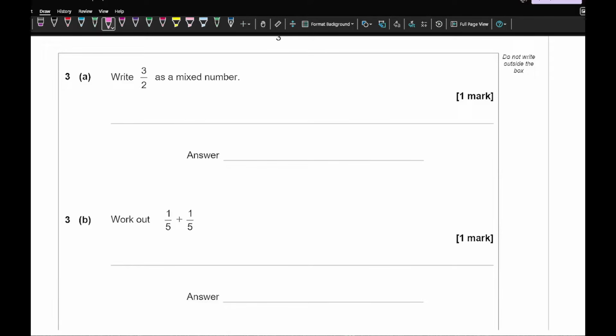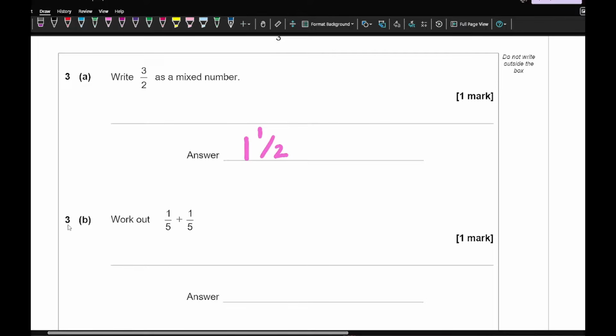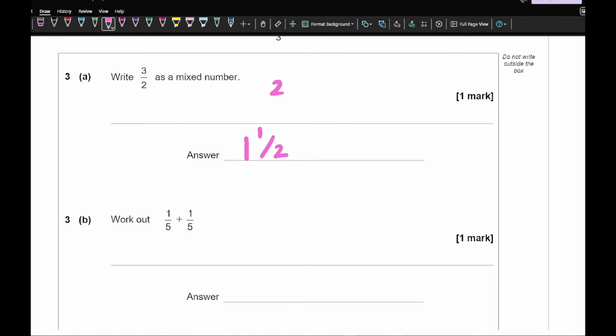On to question 3, it says write 3 over 2 as a mixed number. So for this, what we need to do is see how many 2s go into 3. Well, that's going to be 1 with a remainder of 1, and our original divisor was 2. So you've got 1 remainder 1: the remainder is the numerator on the little fraction, and the original divisor is our denominator in the little fraction.